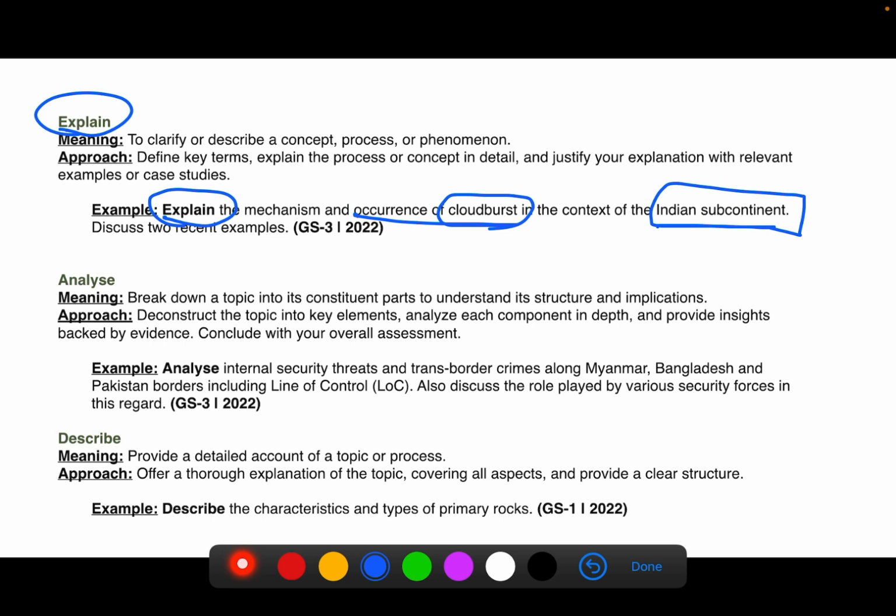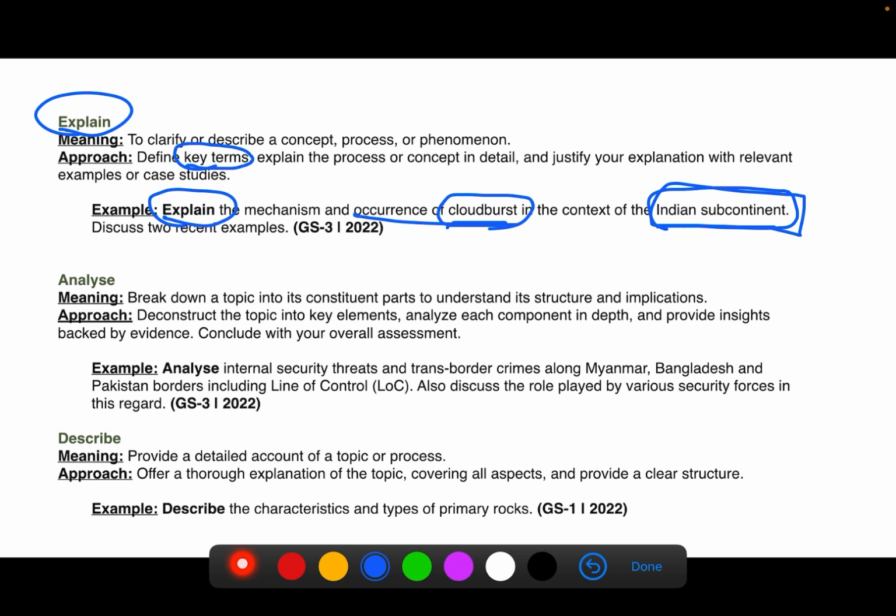See, the most important aspect to be remembered here is to define the key terms. In the question, the key terms are cloudburst and Indian subcontinent. These two are our key terms. There should be a detailed explanation of these two within the answer. The first three directives which I have discussed are very simple and self-explanatory, like define, discuss, and explain.